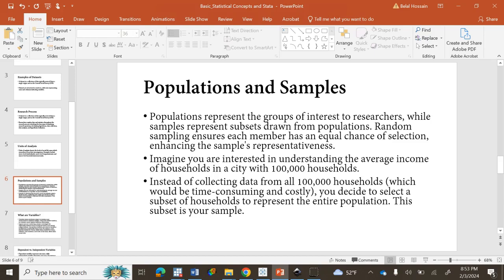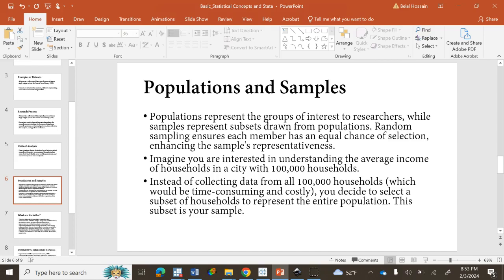You are not collecting data at the individual level. You are collecting data at the household level. And so then in your city, all of the households are your population. Okay, now population is all the households in the city that you are interested in studying. Okay, and what is sample?